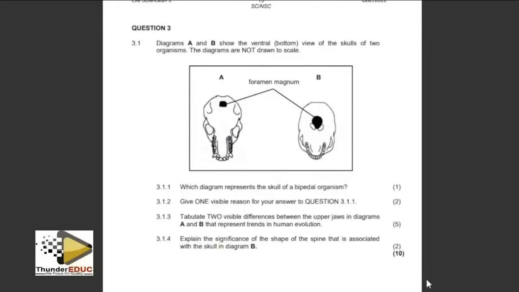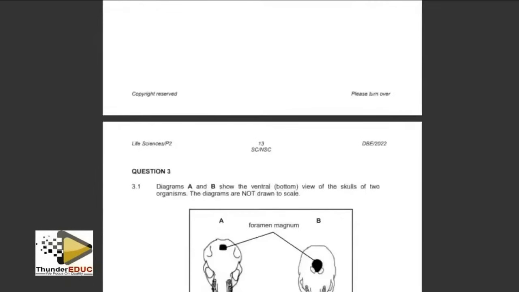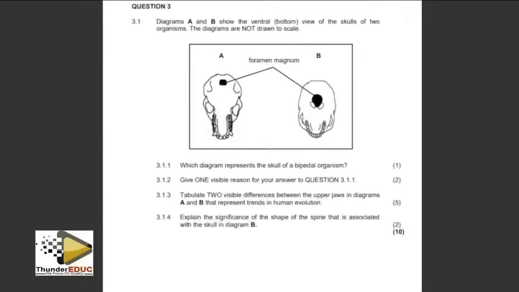Number two, they're saying, which diagram represents the skull of a bipedal? Now, we have three factors which affect bipedalism. They can also ask you the advantages of bipedalism. You can see far, you can hold objects. Sexual dimorphism is exposed; you can see the sex organs because you are walking.